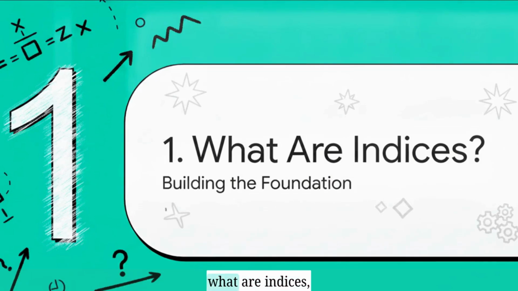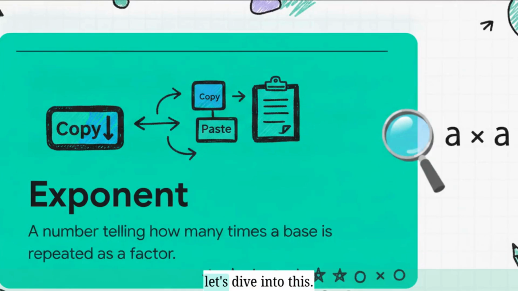Section 1. What are indices? Building the foundation. All right, let's dive into this. Before we can learn the shortcuts, we really need to know what we're actually looking at. What is an index or an exponent? Honestly, just think of the exponent as something we use every single day, a copy-paste button. An exponent is just that small number written above and to the right of a base number. It simply tells us how many times to repeat that base as a multiplier.